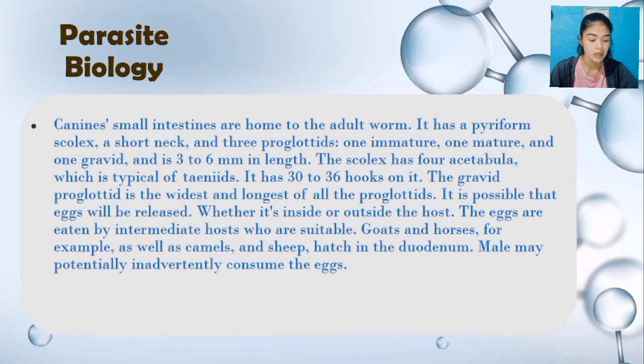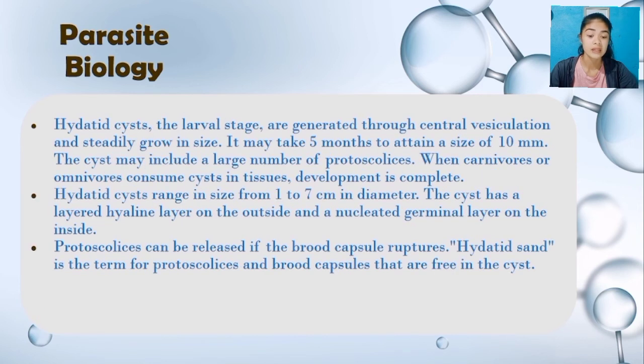So it is possible that eggs will be released whether inside or outside the host. The eggs are eaten by suitable intermediate hosts, such as goats, horses, camels and sheep. They hatch in the duodenum, and humans may potentially inadvertently consume the eggs. The oncospheres breach the intermediate host intestinal wall and travel into the mesenteric venules, where they finally lodge in various organs and tissues. Hydatid cysts, the larval stage, are generated through central vesiculation and steadily grow in size. It may take 5 months to attain a size of 10 millimeters. The cyst may include a large number of protoscolices, and when carnivores or omnivores consume cysts in tissues, development is complete.